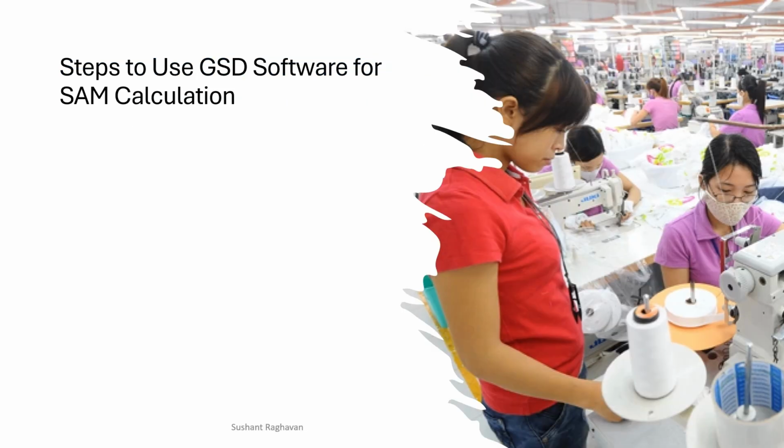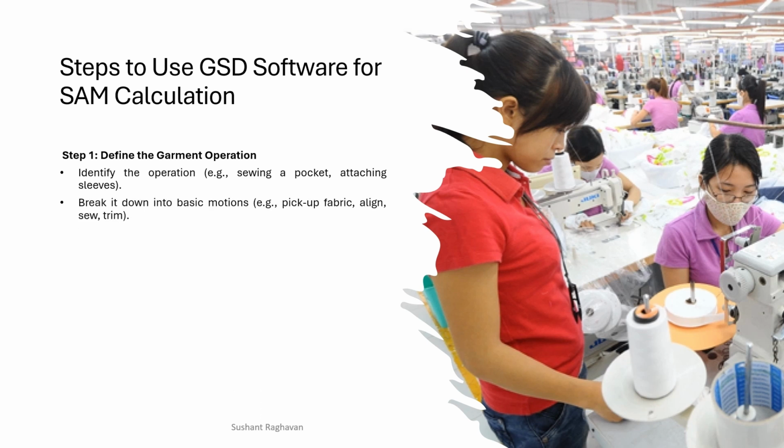Steps to use GSD software for SAM calculation. Step 1. Define the garment operation. Identify the operation, example, sewing a pocket, attaching sleeves. Break it down into basic motions, example, pick up fabric, align, sew, trim.